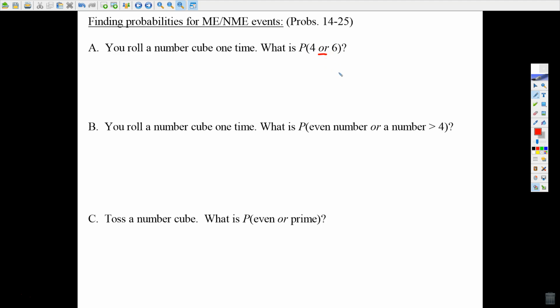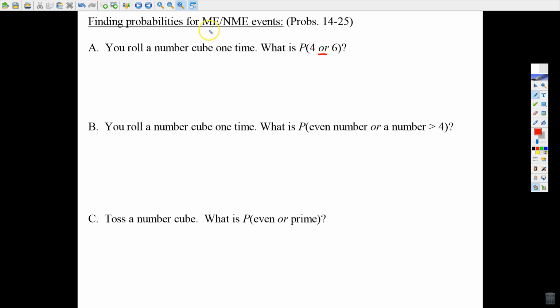For dependent and independent events, we had the probability of 2 events connected by the word and. We connected the word and with what operation? Multiplication. Well, when you see the word or, that's going to be a clue for you that that's going to involve addition. And means multiplication, or means addition.